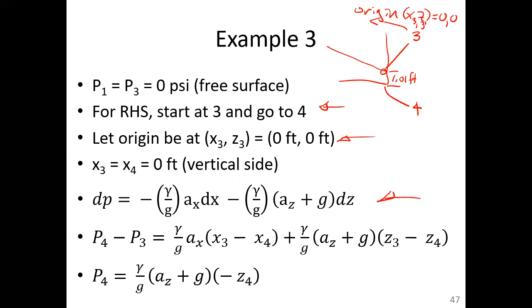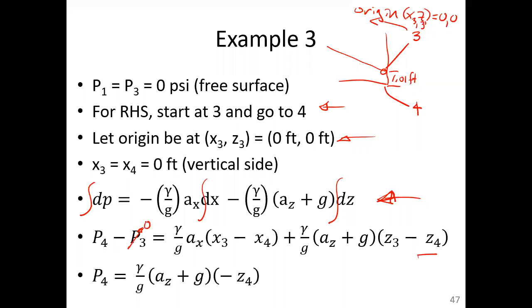So our general equation is dP is equal to minus gamma over g a_x dx minus gamma over g (a_z plus g) dz. And again, we're integrating this from points 3 to 4. So P3 to P4, X3 to X4, Z3 to Z4. And that gives us the equation, which is the second to last bullet. P4 minus P3 is everything on the right-hand side.